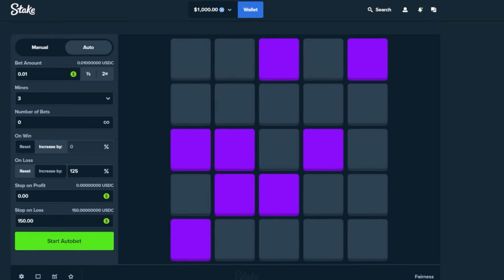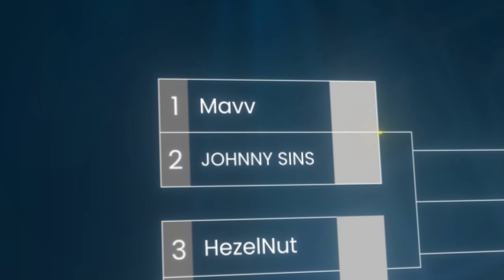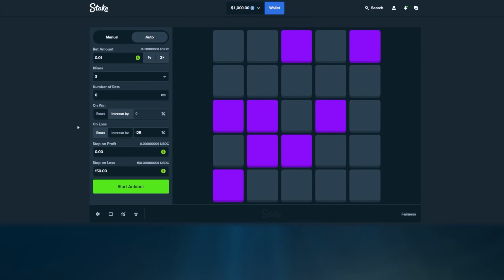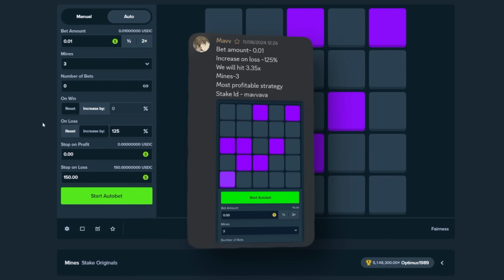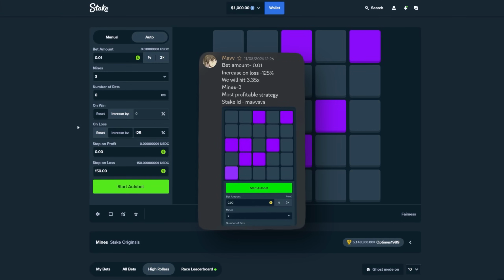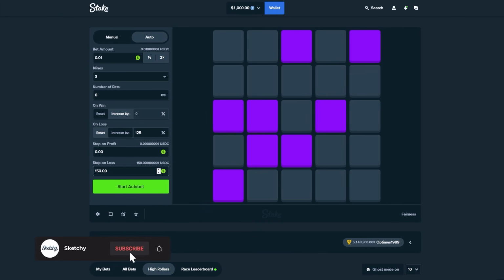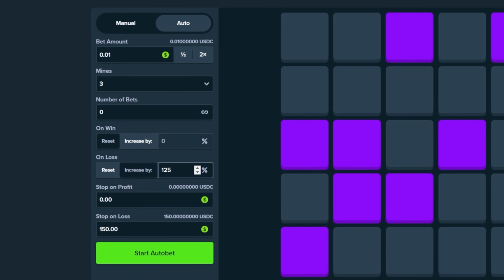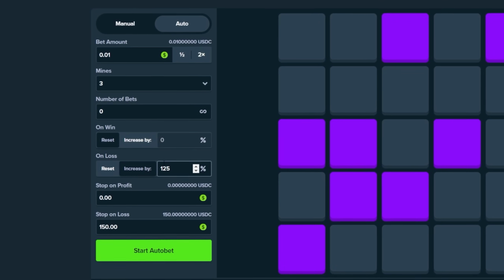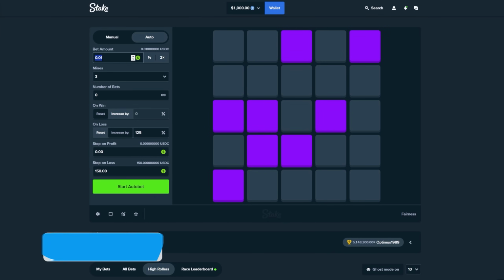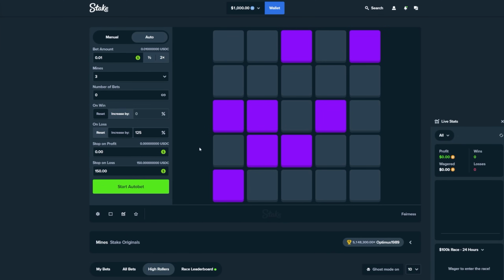Alright guys, the first strategy is from Mav, and this is mines. We will hit 3.25x, increase on loss 125%, 3 mines, and he said to set the bet amount to 1 cent, but it's not really interesting. We have a 150 stop loss, so it means we're going to stop. There is a 125% increase, guys. This is an absolutely crazy strategy, but let me try it right now. We have only 1 minute for each strategy, guys.